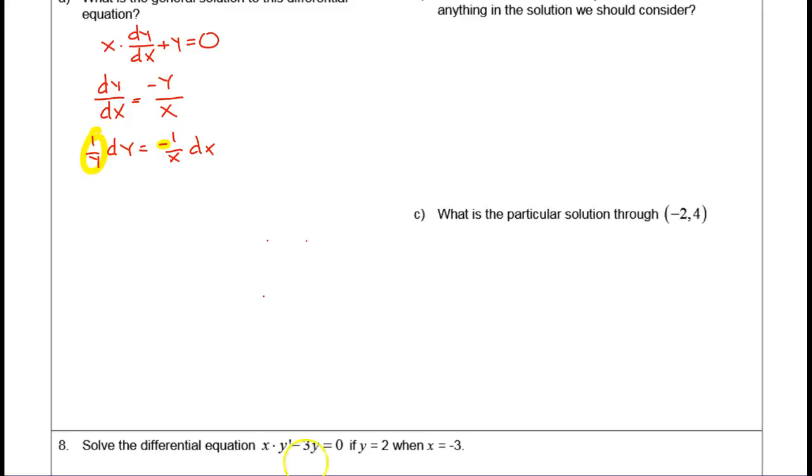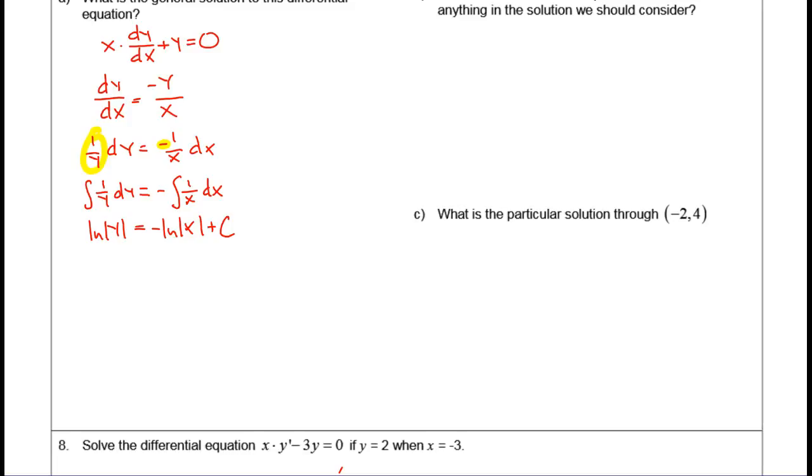Okay, next step, step 3, is to integrate. So we're going to take the integral of 1 over y dy, and then the opposite of the integral of 1 over x dx. And when we do that, we should get the natural log of the absolute value of y equals negative natural log absolute value of x plus an arbitrary constant. Okay, so now we're ready to go to step 4 of our differential equation solving procedure, which says write y equals f of x if possible.